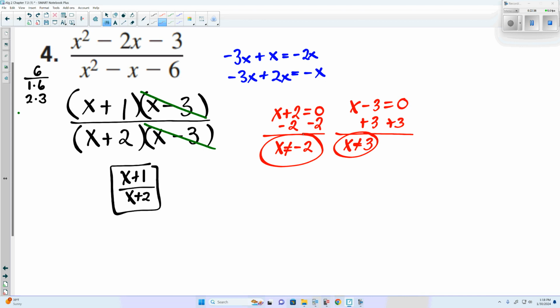Now some books will actually only list 3 as a restriction, and that's mainly because the negative 2 comes from our x plus 2. Since it's still contained in our answer, they don't list it because they most likely believe from the problem itself we can see that that is still a restriction. We list the 3 out because the term that gave us that restriction simplified out. So we still need to list it to know that it is still a restriction even though it's not here. Questions on this?